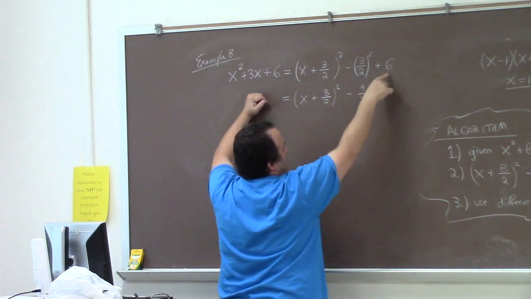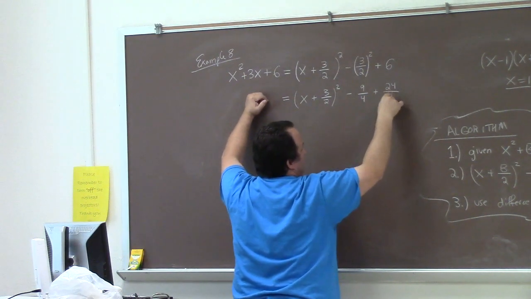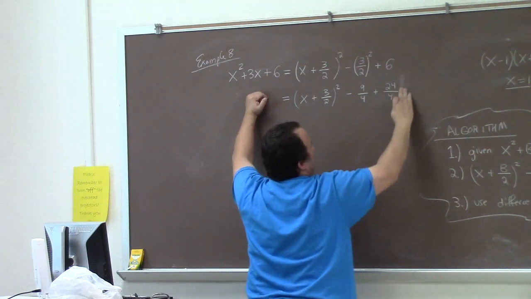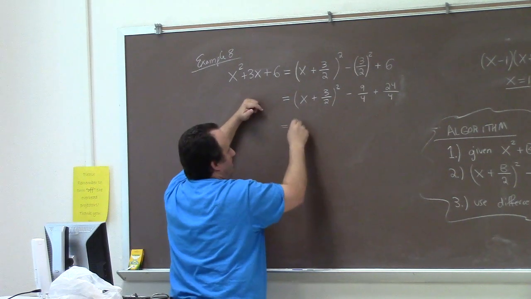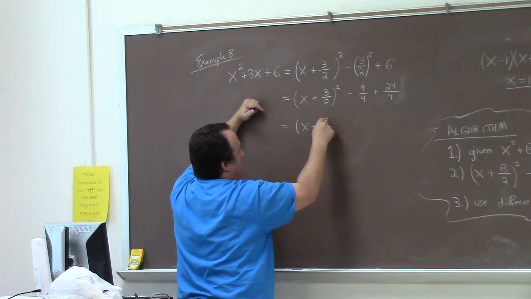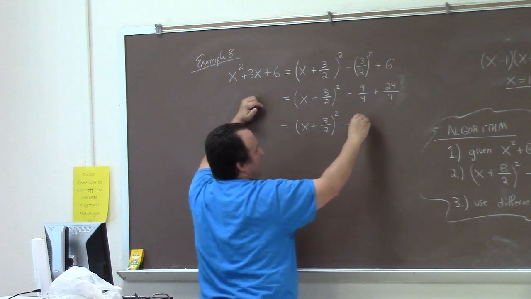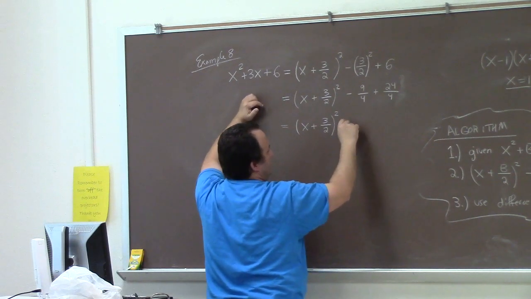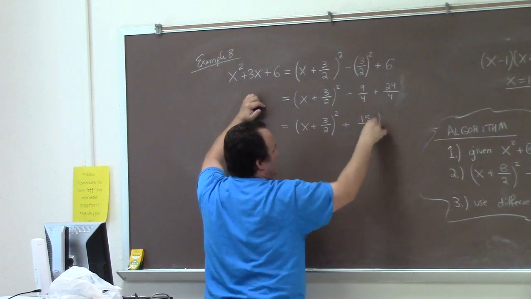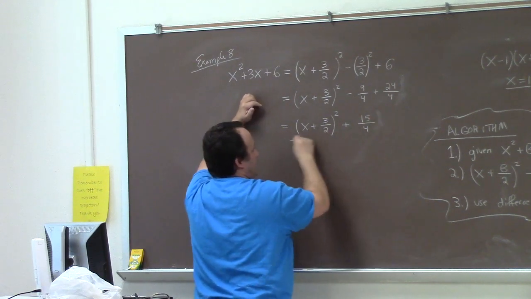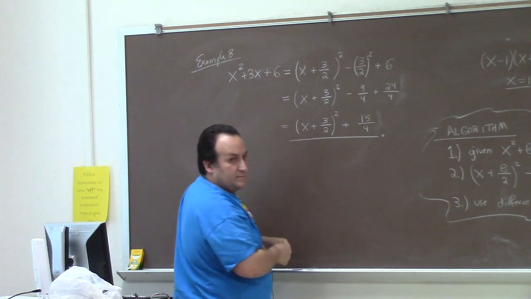I'm going to rewrite 6 as 24 over 4 since I can. And what's that? 24 minus 9 is what? Yeah, so I've got plus 15, right? Well, good news. That's it. That's as far as we go for that one. Because it's prime.